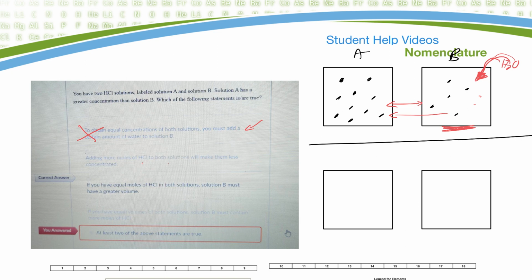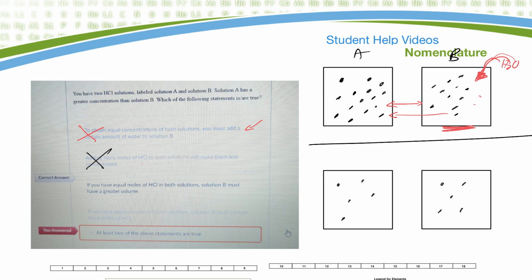So if I add more moles to each one without changing how much liquid is in there, they say that's going to make them less concentrated? No, that's not true. Next: if I have equal moles of HCl in both solutions, solution B must have a greater volume. Let's say equal moles. So 1, 2, 3, 4, 5. 1, 2, 3, 4, 5. So they have equal moles in each side.